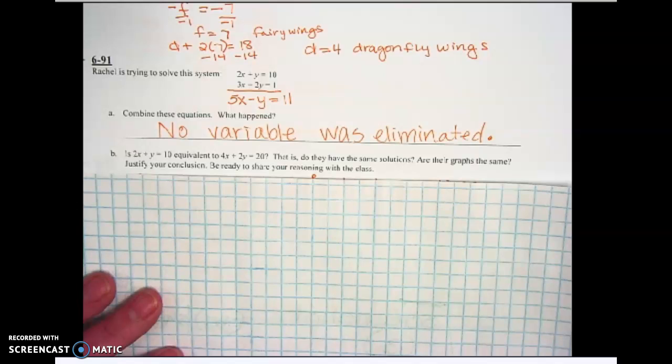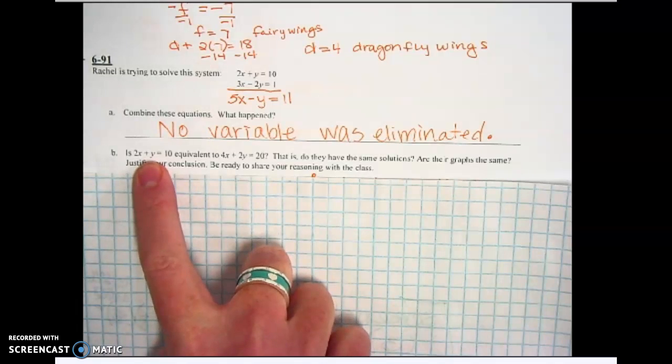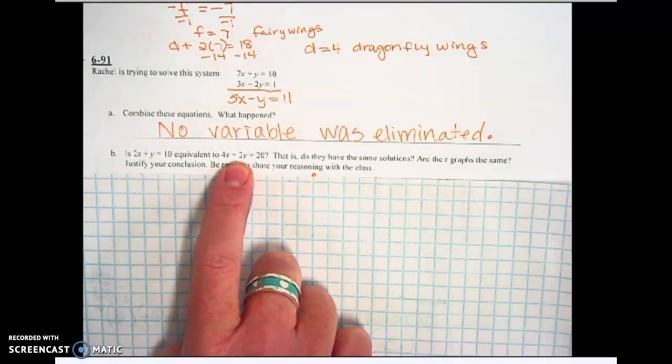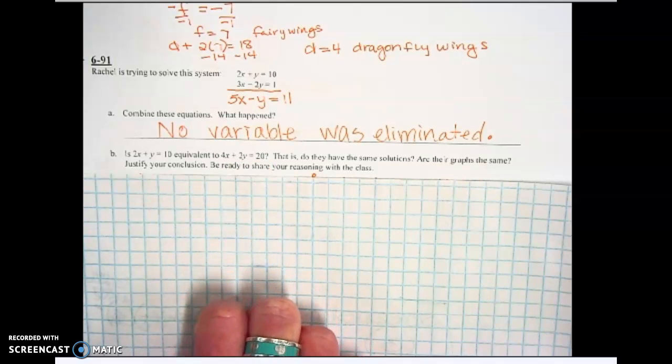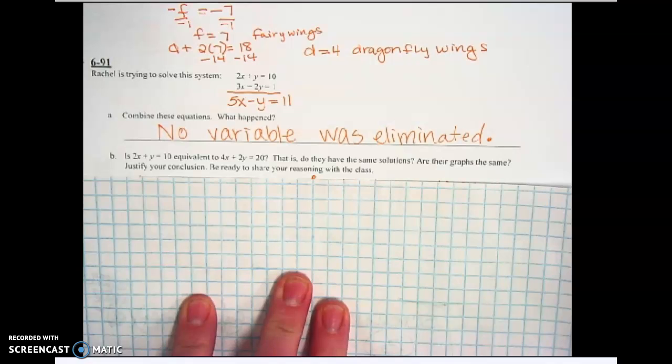Okay, so part B says, is 2x plus y equals 10 equivalent to 4x plus 2y equals 20? That is, do they have the same solutions? Are their graphs the same? Justify your conclusion. Be ready to share your reasoning with the class. So who knows if 2x plus y equals 10 is equivalent to 4x plus 2y equals 20? Raise your hand if you have a strong feeling, yes or no. Maybe? Dustin? Well, 2x plus y is half of 4x plus 2y.